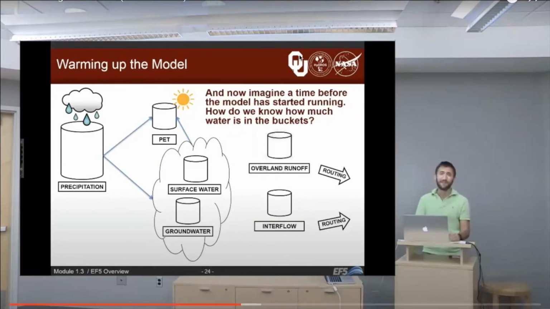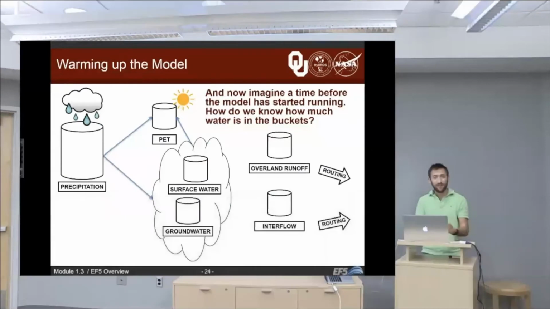But for some of the buckets, they only exist in model space. They correspond to real things, but they're not things that we can actually measure. They only exist in the model.